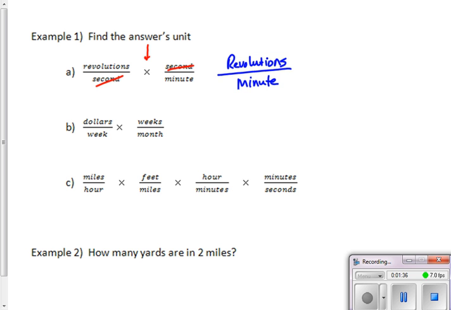which would be revolutions per minute. Down in B, we can cross off weeks here, and we'd be left with dollars per month. Down in C, we can determine what we need to cross off here, so we can take miles off the top, a numerator and a denominator. We can take minutes off a denominator and a numerator, and then we could also take hour off the numerator and denominator, leaving us with feet per second.